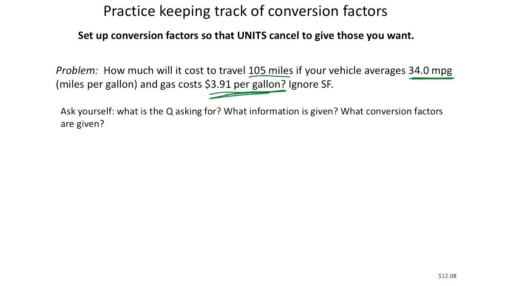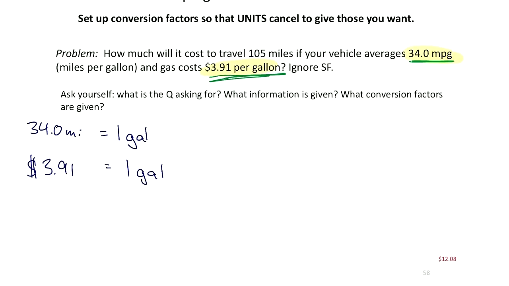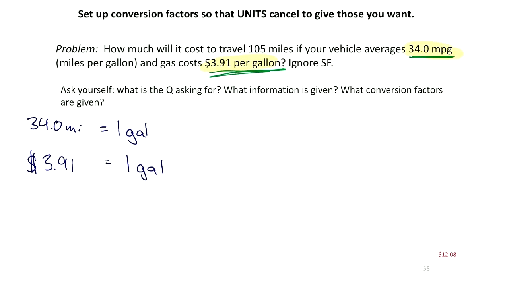So let's take these 2 equalities, or these 2 pieces of information, and make our equalities. All right, so 34 miles per gallon. What does that mean? If I spend 1 gallon, how far will I go? 34 miles. So 34 miles equals 1 gallon. $3.91 per gallon. This means if I buy 1 gallon of gas, it costs me $3.91, right? So there are units that I can utilize in my fractions for this setup, because this one does require 2 different ones. We can't just do this in one step.